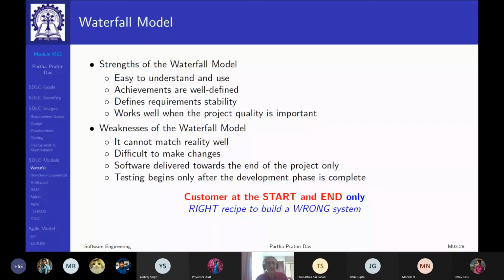Most important factor, where do you engage with the customer? You engage at the beginning when you took requirements, and you engage at the end of the project when your system is ready. Only at these 2 points. In between, if you have done things wrong, there's no way you can figure out, because the customer was not there in the room. So it's a right recipe to build a wrong system. You may have developed a high quality system, but that may not be the system that the customer wants. So waterfall often suffers from that.